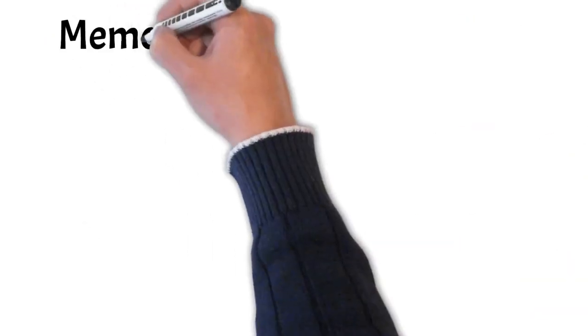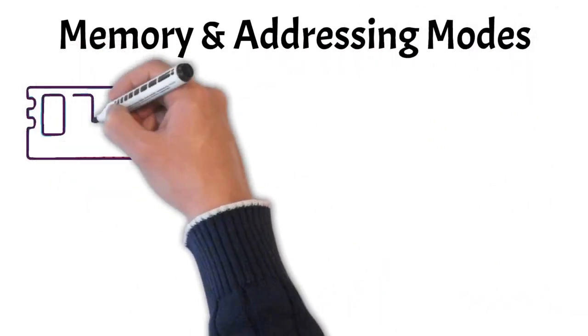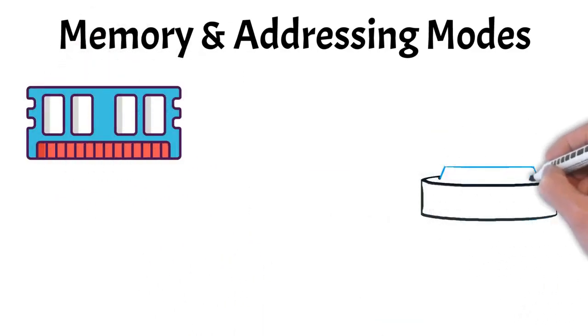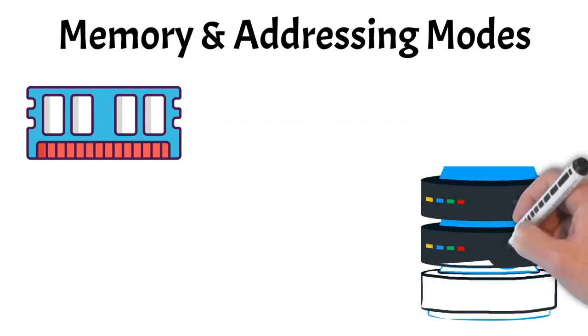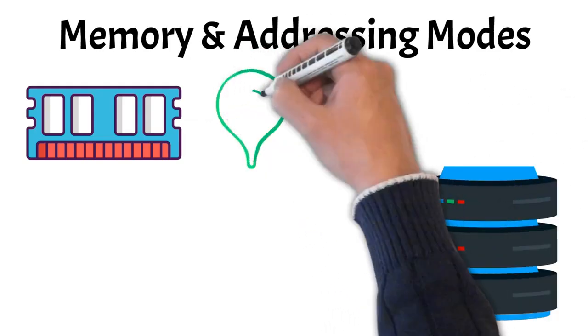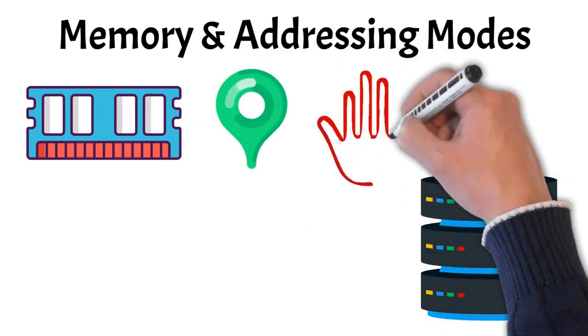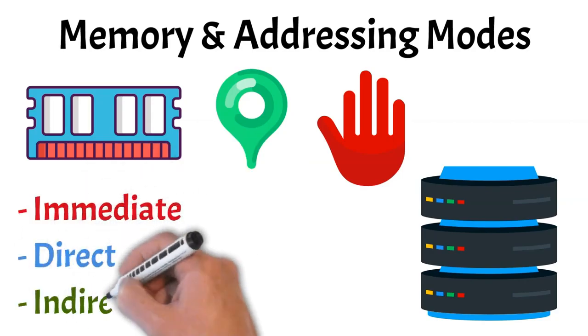Now, let's discuss memory and addressing modes. Memory and addressing modes are key concepts in assembly language that help us understand how data is stored and accessed in a computer's memory. Memory refers to the physical locations where data is kept, allowing programs to retrieve and manipulate information. Addressing modes define the different ways we can access this memory, determining how the CPU interprets the addresses and instructions. Common addressing modes include immediate addressing, direct addressing, and indirect addressing.